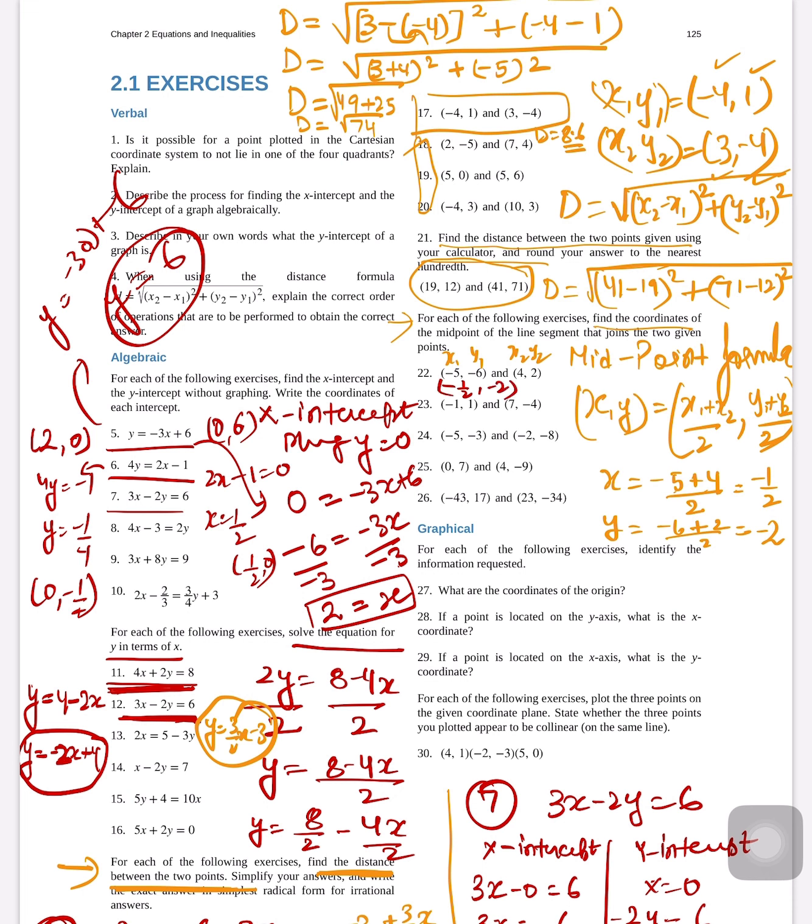You understand? x1 plus x2. So x1 is minus 5 plus x2, which is 4. Minus 5 plus 4 is minus 1. So minus 1 over 2. And minus 6 plus 2 is minus 4. Minus 4 divided by 2 is minus 2. So this is your midpoint. Correct? I hope you understand this one, so you can do the rest of them. Okay.